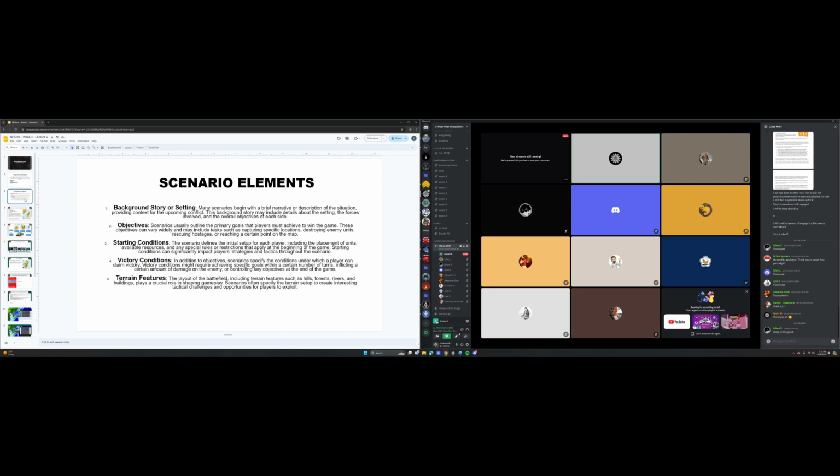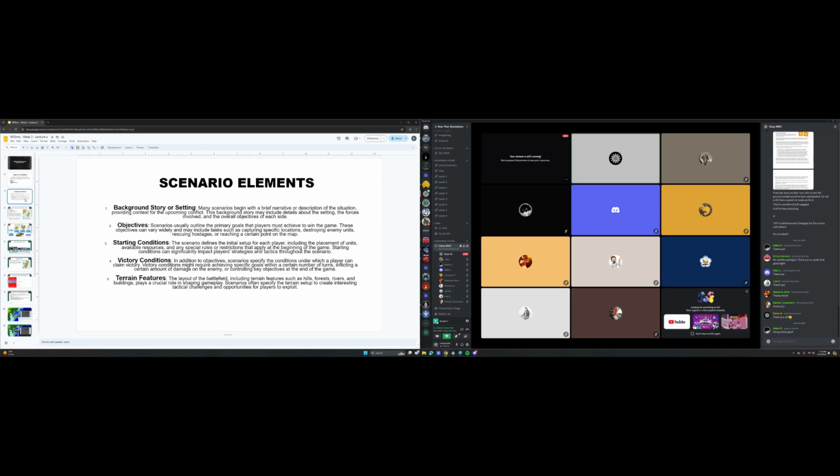So when you're creating objectives, they can really be anything. So if it's not a military focused game, it might be, amass X amount of wealth or distribute X amount of resources. It really depends on the context of the war game, but the objectives aren't always going to be the same. Starting conditions, you need to have starting conditions in your scenario. It kind of plays back into that background story or setting.